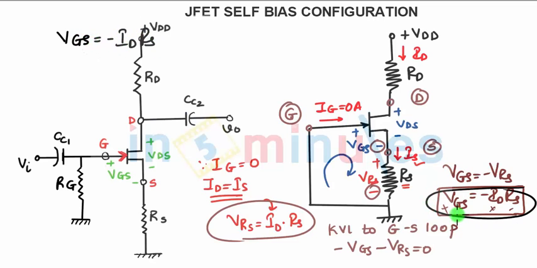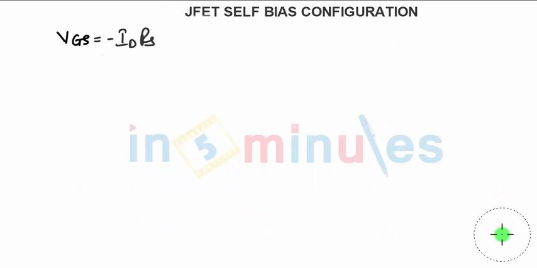Now the equation, you know, VGS equals minus ID into RS. I am using this equation, VGS is minus ID into RS, which you have already derived. What you can see from this equation is that it defines a straight line, again with a slope.